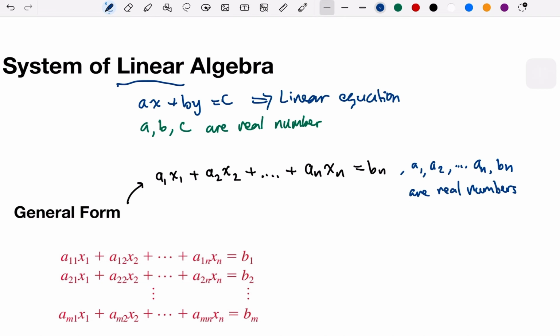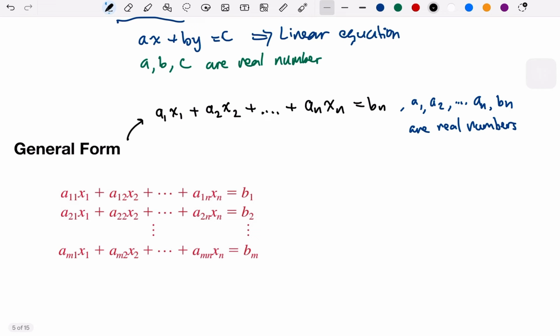We call this a system of linear equations, or linear systems, which has the form we have here. Basically it's the same thing. So x1, x2, until xn are the variables, and b1, b2, until bm are the constants.